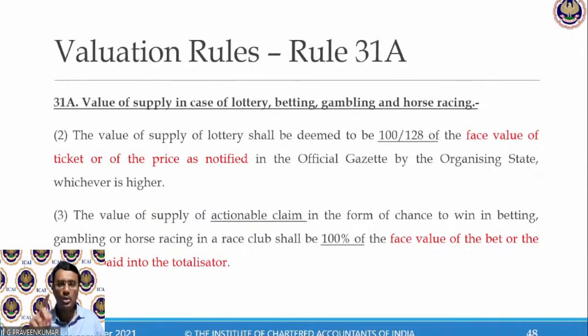So this particular Rule 31A actually talks about your lottery, betting, gambling, or horse race, where they have said that in case of your lottery, straight away, whatever is the face value of the lottery or the value which is fixed by the respective state government, that is multiplied by 100 by 128. Why is that 100 by 128? Inclusive of taxes. This formula, if you see, numerator 100, denominator 128. My denominator 128 includes 100 basic value and 28% rate of tax. If put together, that is my denominator. So whatever is the value of that lottery ticket or the price which is decided by the respective state government, if I multiply by 100 by 128, I'll get the value. This is in case of your lottery ticket.